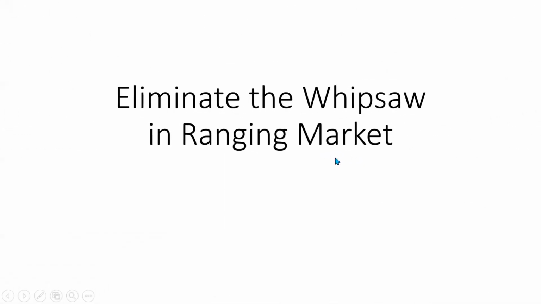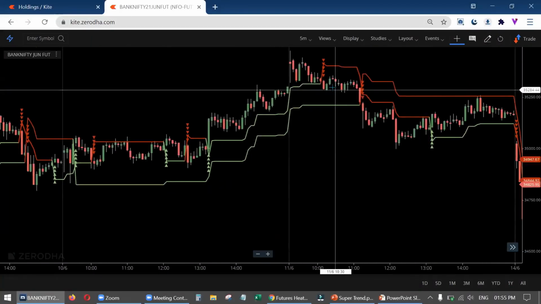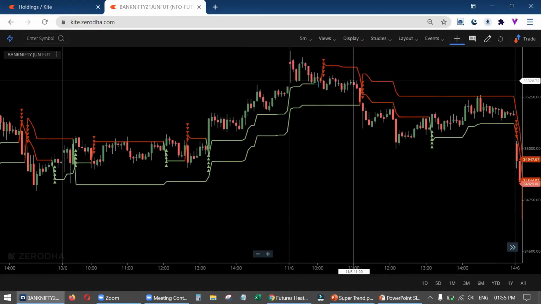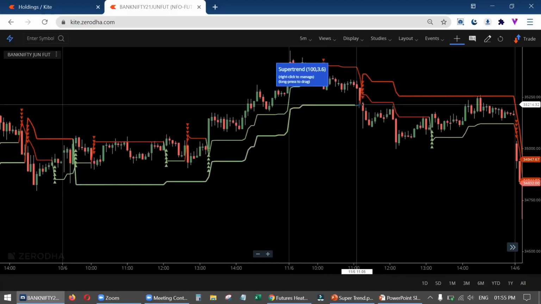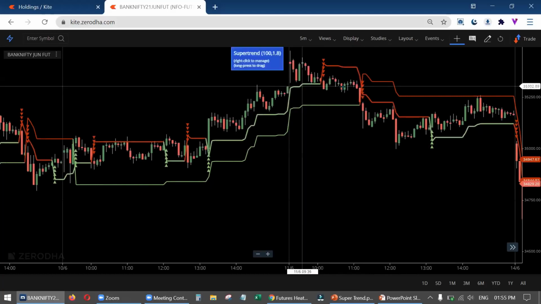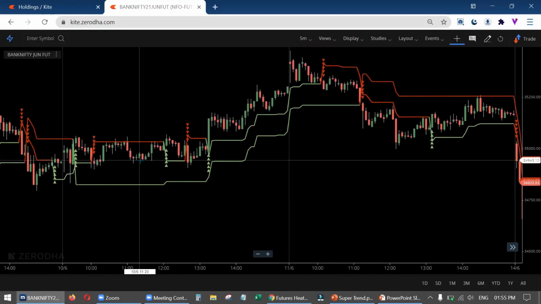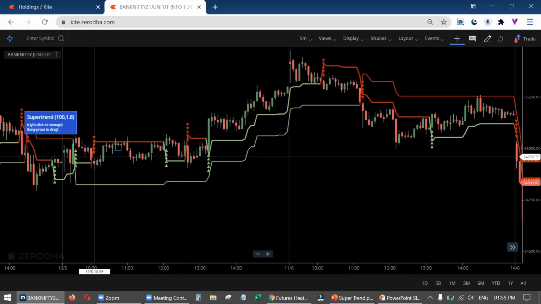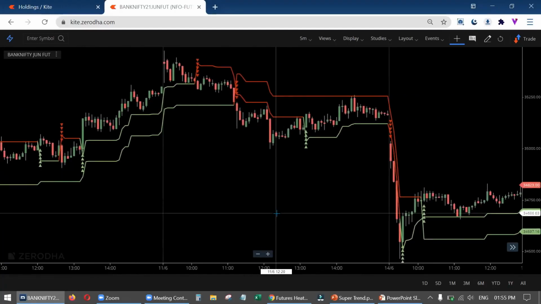Now how to eliminate the whipsaws in a ranging market. So just to show you the ranging market, I'll show you some examples. You can see here the stock is in a consolidation mode or a range mode. So in this case, you would be out at this point or at this point, but you will not take a fresh entry in this ranging position. Even here also you can see, because the stock is range bound, you are not going to enter any fresh entries because you have not got any signal in that time period, right? So that's the beauty of this particular super trend.